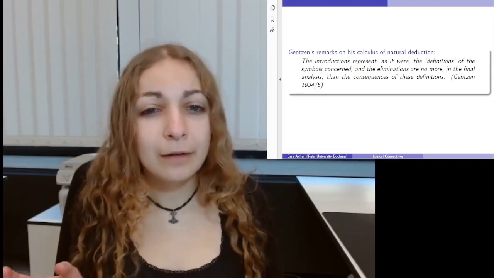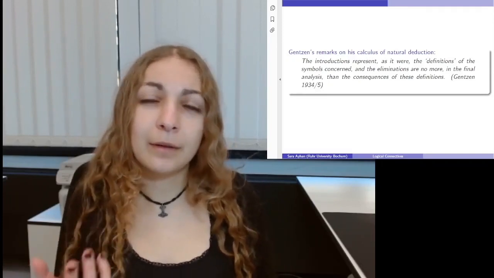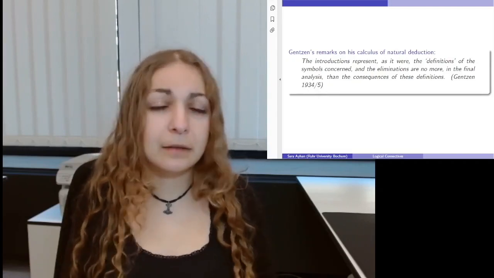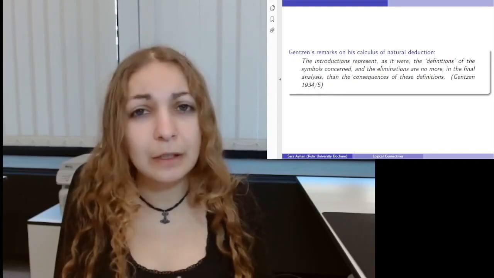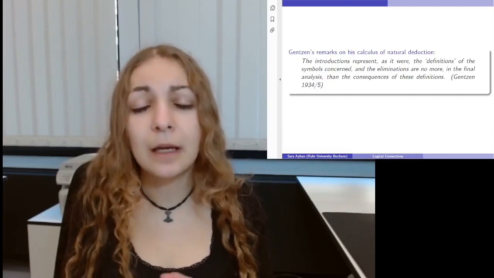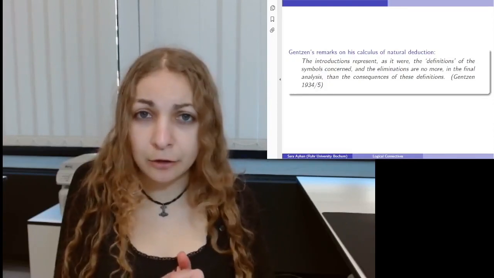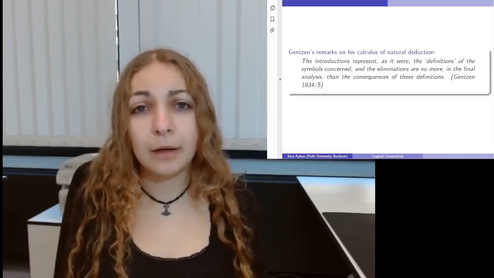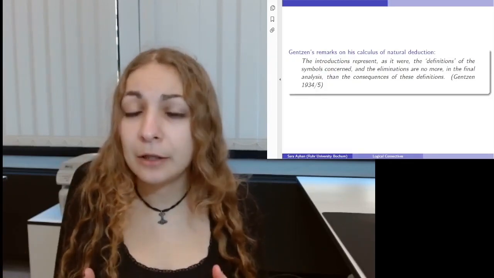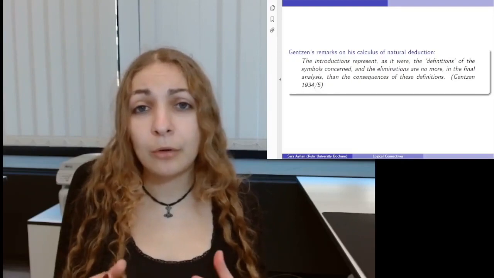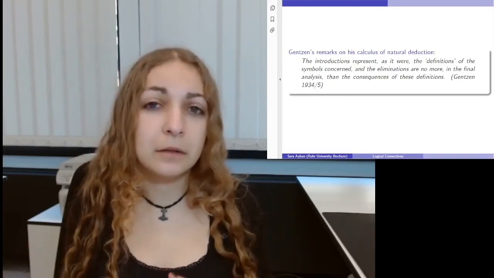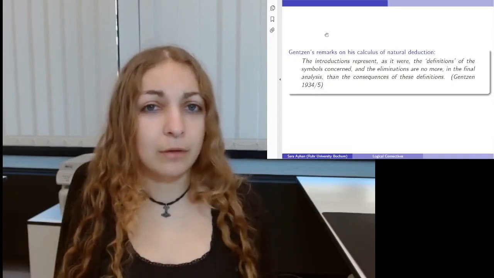So here, there's a focus on the introduction rules, definitely. And this is traditionally the case in proof-theoretic semantics, although this has changed too in the past few decades. There are people who would argue that it's the elimination rules which are more important, and others who would say that both rules are on a par, basically.